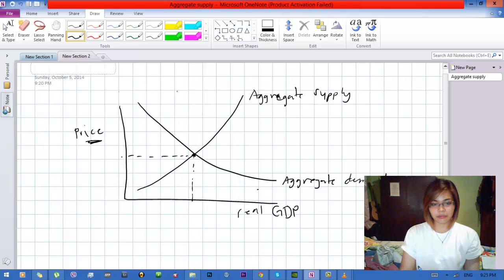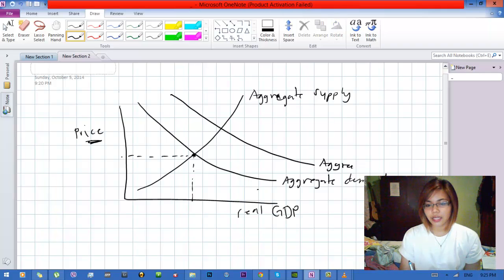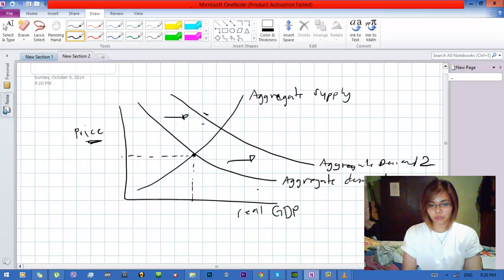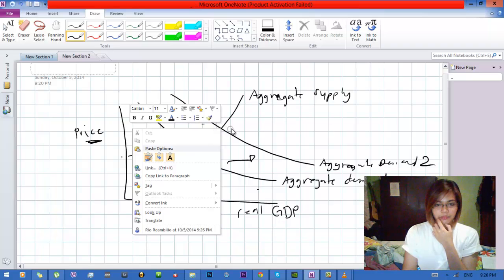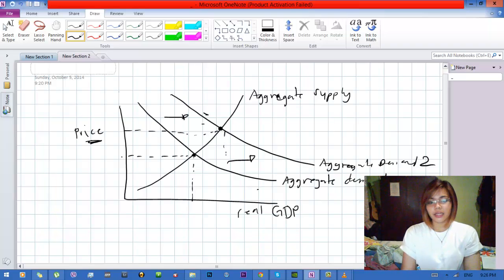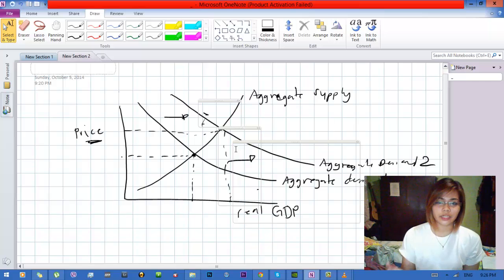So now we have an AS-AD model that's going to look like this, because the aggregate demand is now increased. So what we see here is we have a new equilibrium level, which is a lot higher than the previous one. And all of the change that we have here only shows that the economy is actually growing. So yeah, that is what expansionary monetary policy does.